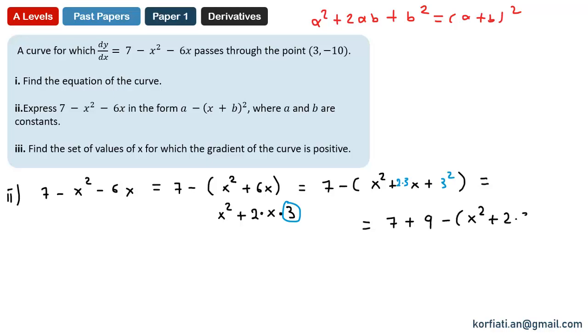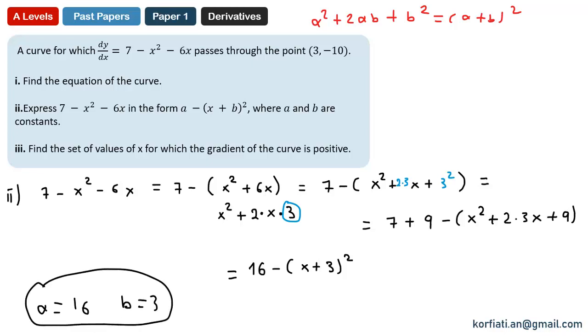And I keep on writing. Again, I'm saying I have added minus 9, and I'm also going to add 9. So I have actually added 0 and nothing has changed. So I have 7 plus 9, which is equal to 16, minus x plus 3 to the power of 2. Factorization using this identity. All right, so that was quite easy. A is 16 and B is 3 here. All right, and I will go now to the last question.